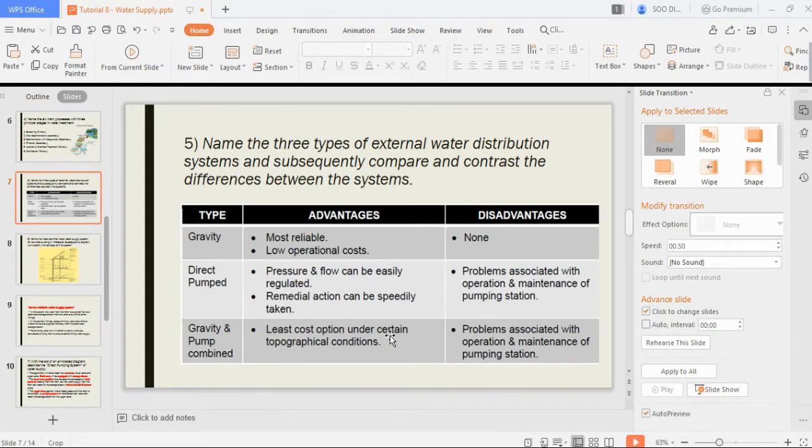So this is the difference between the three types of the external water distribution system.